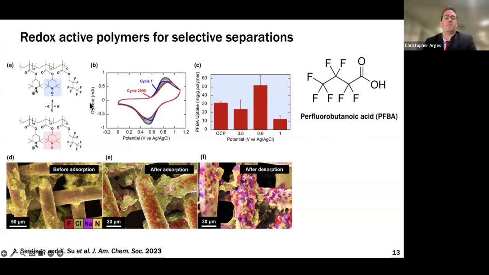And then you can move the potential in the negative direction, right? Where then you can reduce it back to its negative state. This PFAS compound is released back into the solution, and then you'll get sodium ions, which is here represented in purple, absorbed onto the electrode.